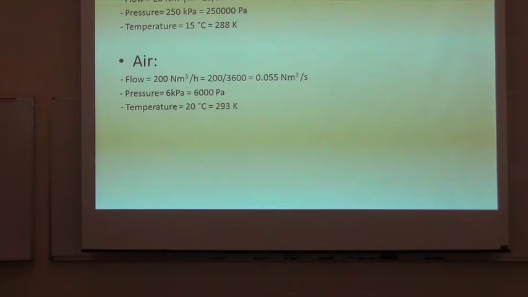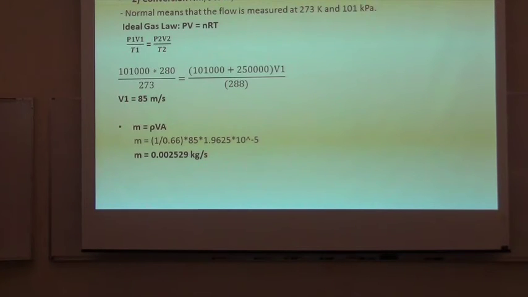These are the input parameters that the company gave me, both for gas and air. They gave me the flow, pressure, and temperature, and then we used these parameters to calculate mass flow ratio for both gas and air. So first for gas, we had to calculate velocity. We got 280 normal meters per second. When I say normal, it means that it was measured at the temperature of 273 kelvins and pressure of 101 kilopascal.